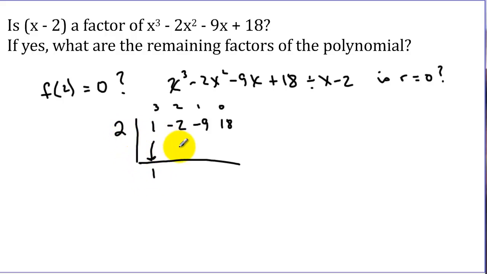Remember, we bring this first number down, and now we repeatedly multiply and add. So 1 times 2 is 2. And we add, we get 0. 0 times 2 is 0. We add, we get negative 9. Negative 9 times 2 is negative 18. And we add, we get 0. And remember, that number is our remainder.